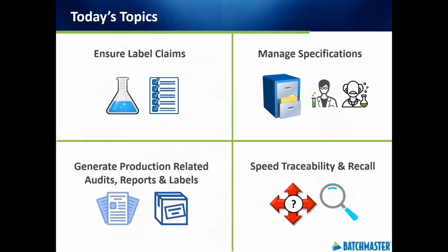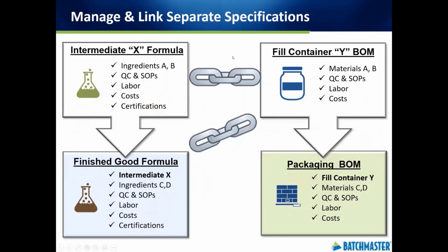Our software can ensure label claims, manage specifications, specifically the versions of formulas and packaging specifications. The solution can generate production-related reports and labels, maintain audit history, and speed lot traceability and recall. In BatchMaster, we support separate formula and separate packaging specifications. They're both multi-level, and they are linked together to create an intermediate or a finished good.